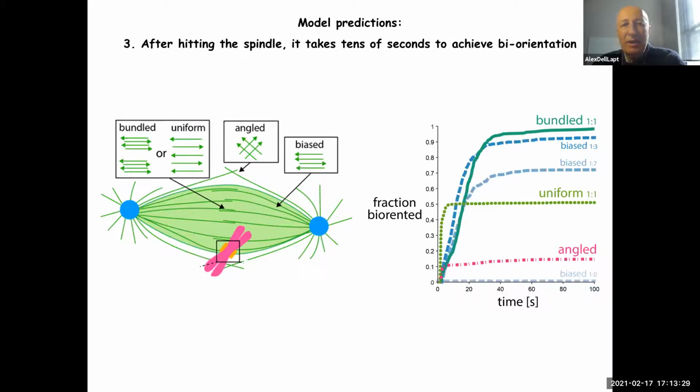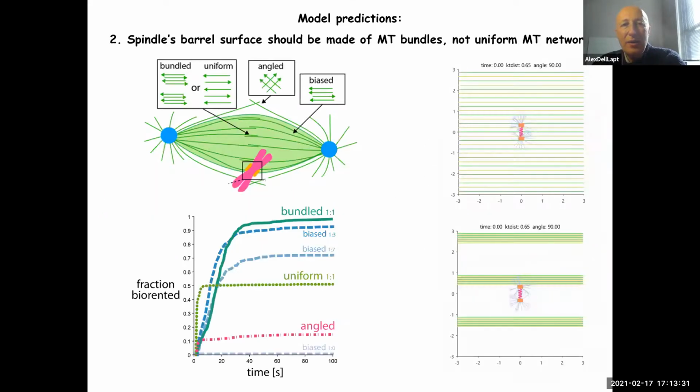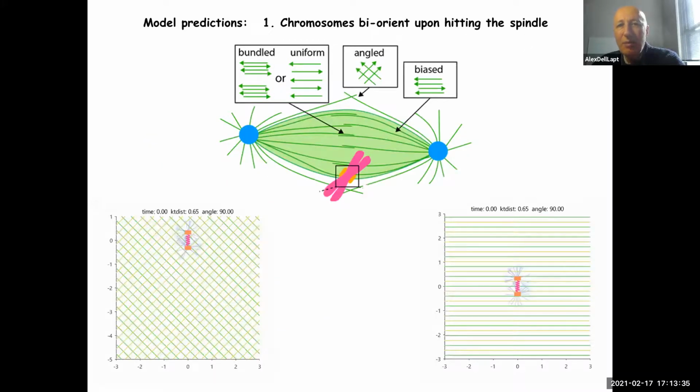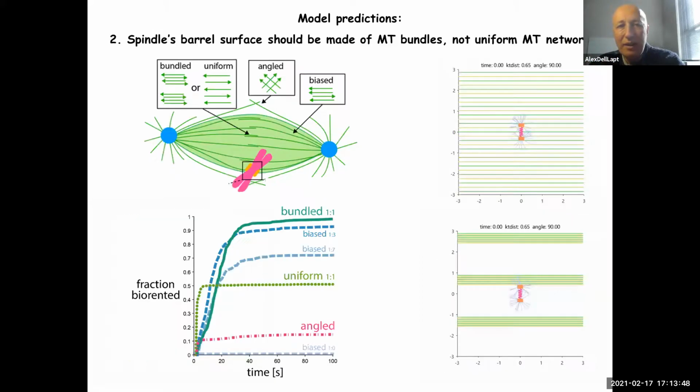So the model, right, so here I'm already listing the predictions of the model. The prediction number one, chromosomes should biorient when they hit the spindle. So this barrel-shaped surface should be the spindle. That's where the antiparallel microtubule bundles are. Second prediction, the spindle surface should be made of microtubule bundles, not of uniform microtubule network.